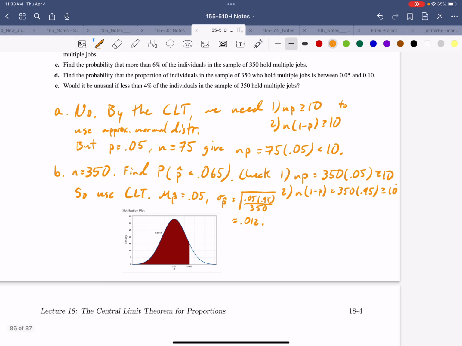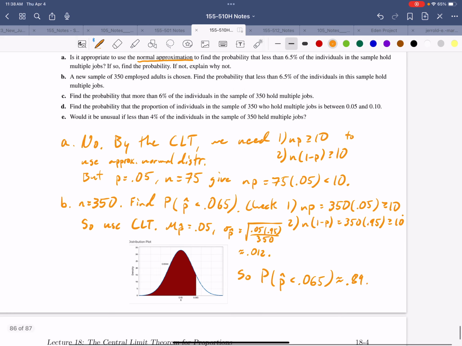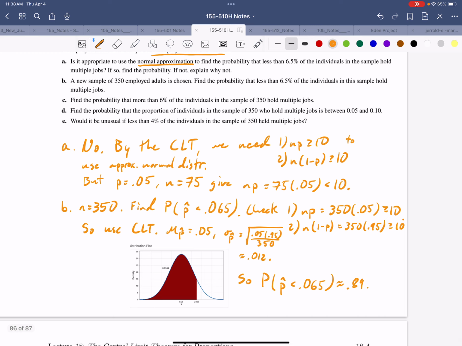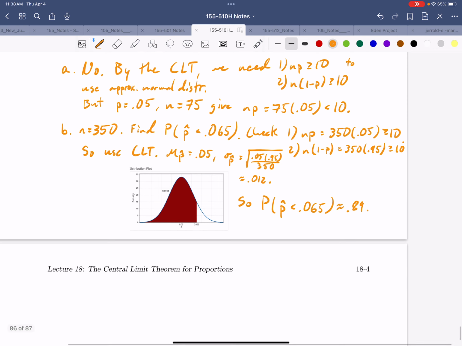So the probability that p hat is less than 0.065 is about 0.89, 89%. So the probability that less than 6.5% of the individuals in the sample hold multiple jobs is pretty high. And that should make sense, because we have a sample mean of 0.05 and a somewhat small sample standard deviation. 6.5 was over a standard deviation above the mean.